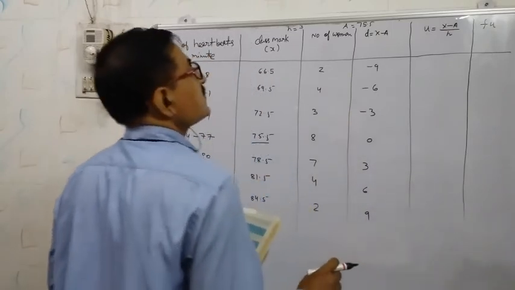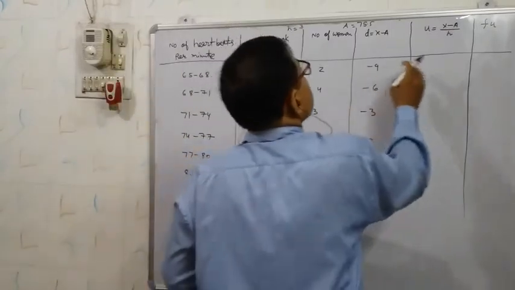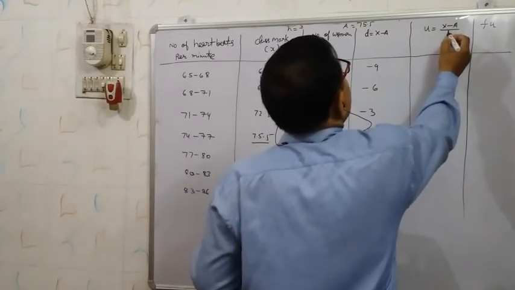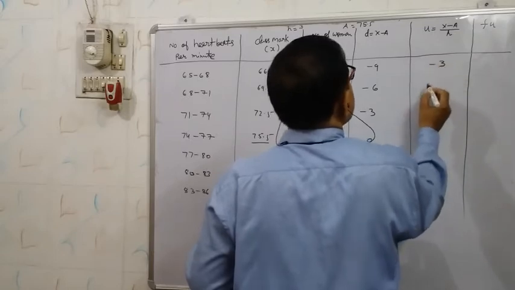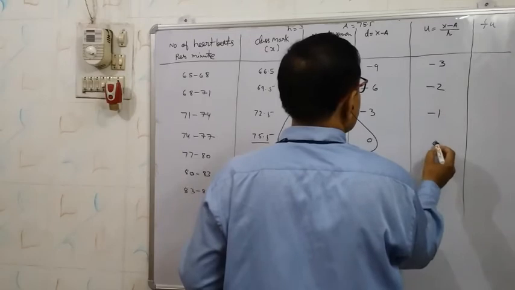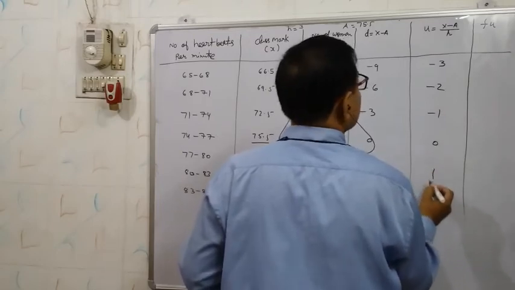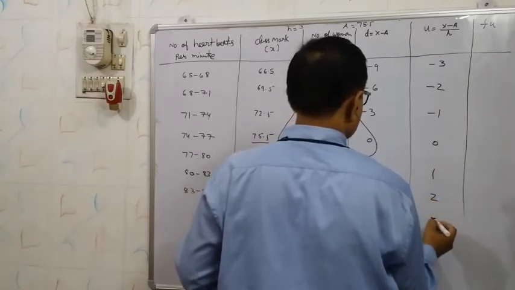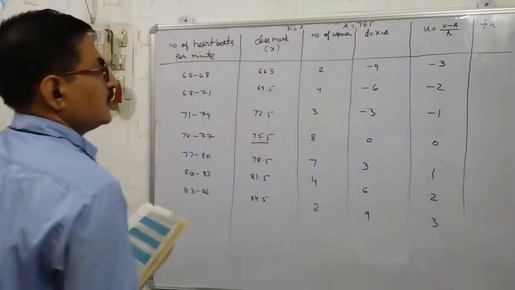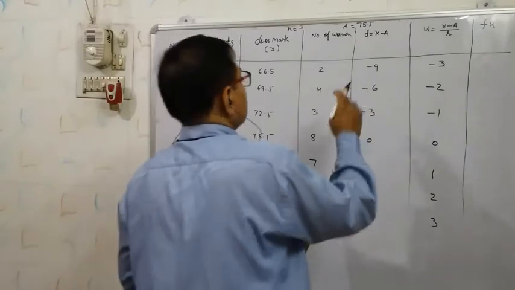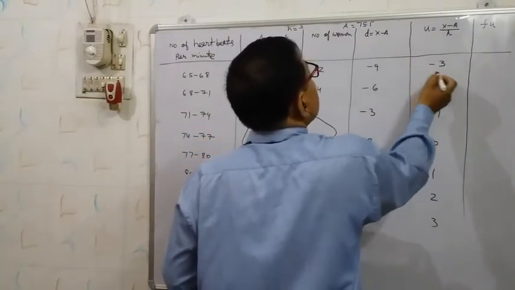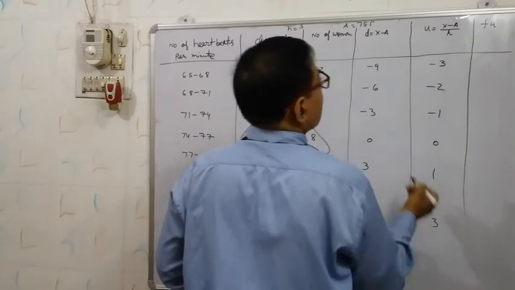Now u equals x minus a upon h. This is x minus a, and h is 3. Minus 9 divided by 3 is minus 3, and then minus 2, minus 1, 0, 1, 2, and 3. Okay, you can calculate it. Minus 9 divided by 3 is minus 3, and 9 by 3 is 3. It is the same.